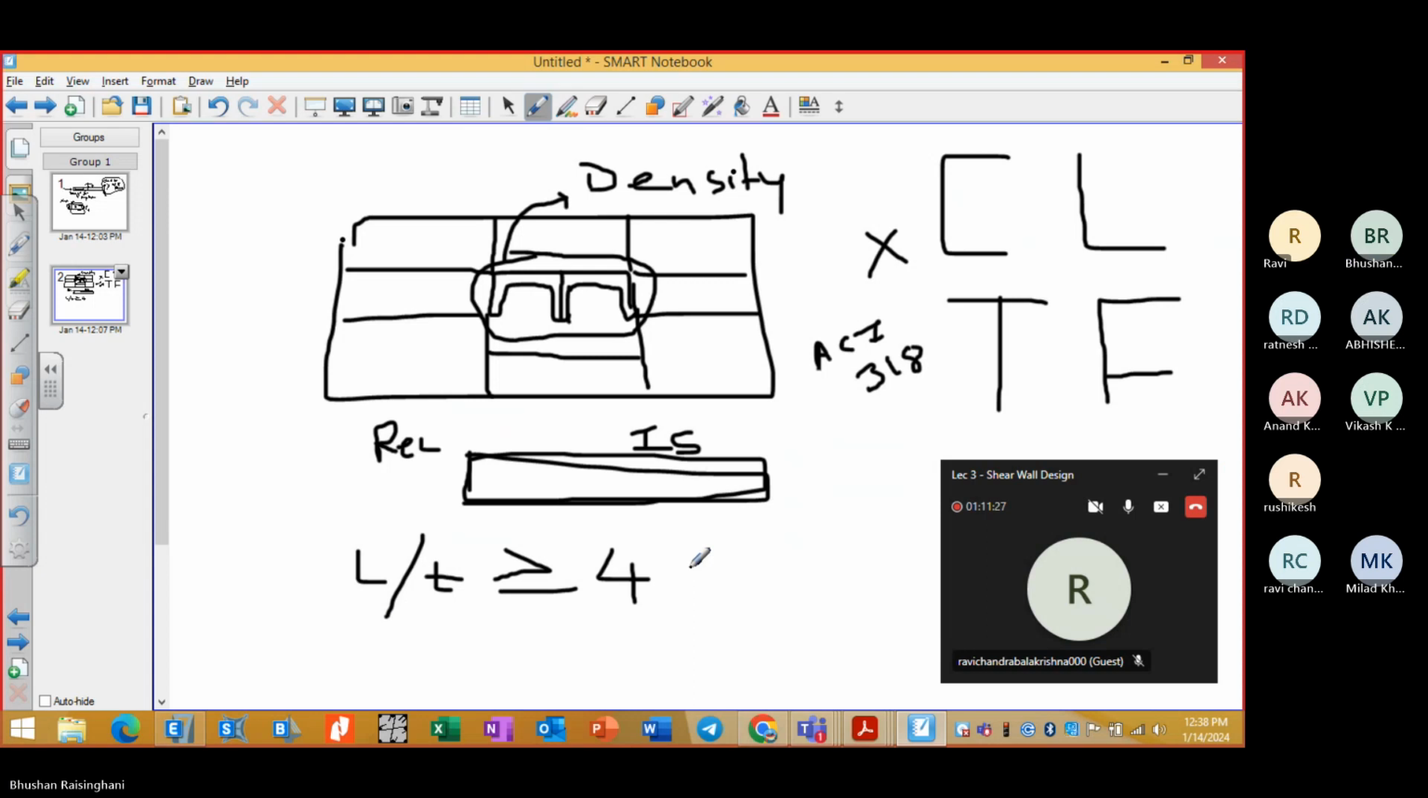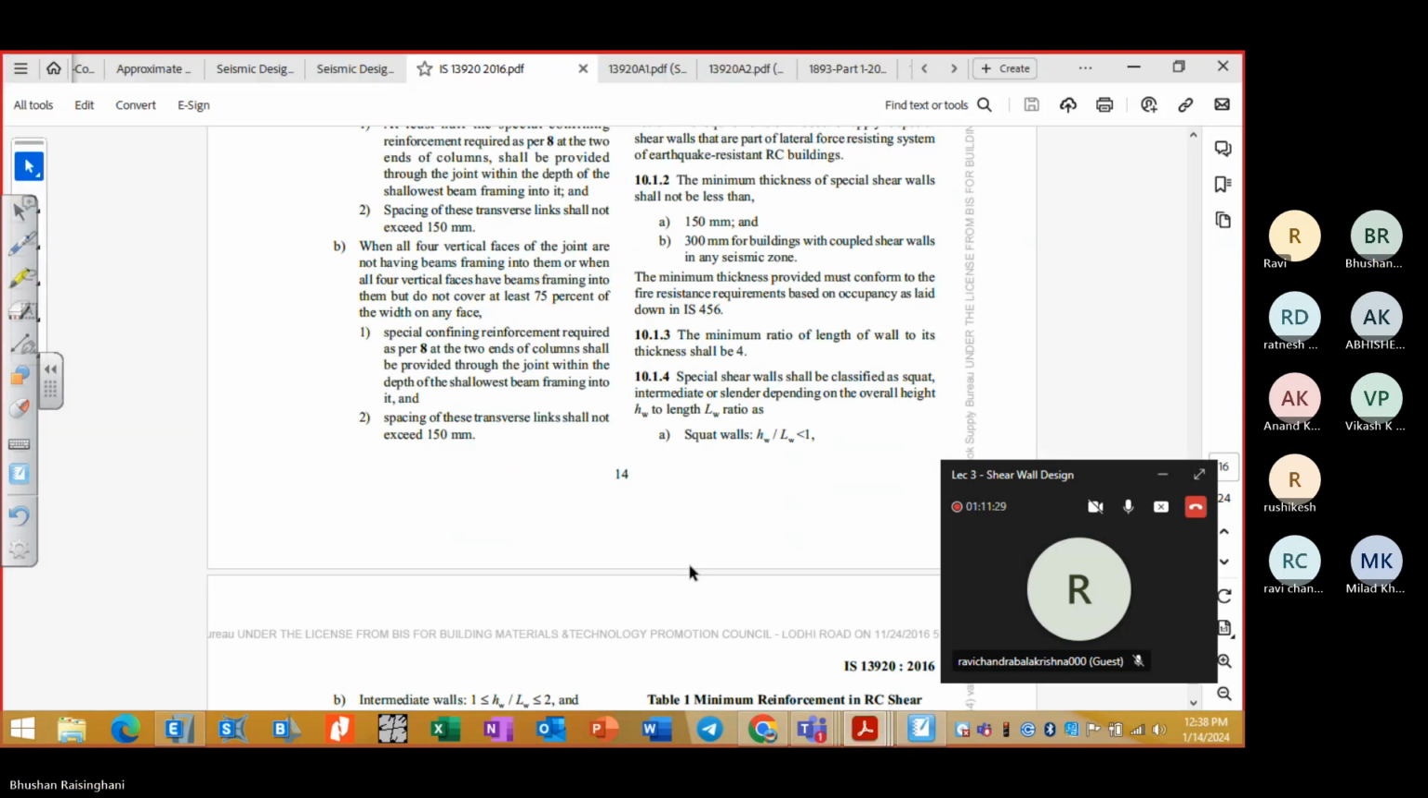Let's say we are talking about per story, and our wall is generally from top to bottom. So should we consider the shear wall from roof to bottom, that is your length versus the thickness, or should we consider floor to floor? This aspect has not been mentioned here. So what is to be followed from top of the building to bottom? That is your height versus your length.